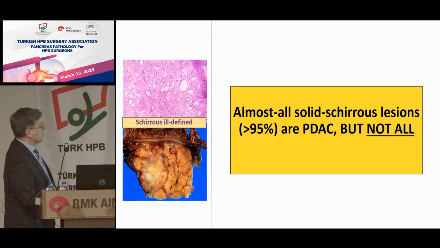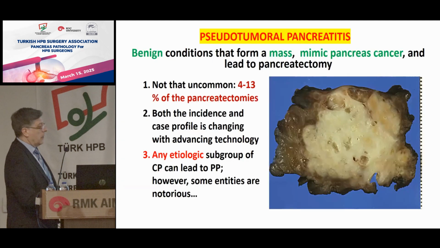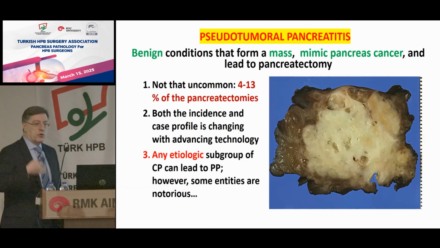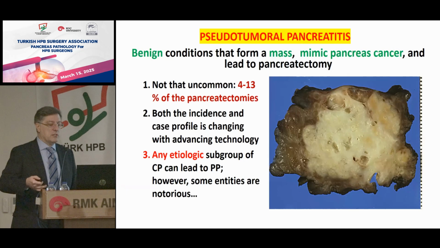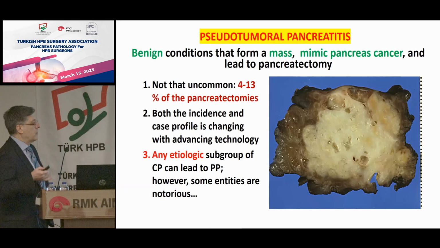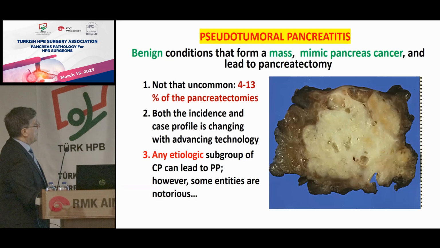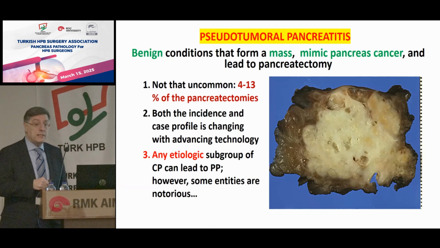We mentioned that the vast majority of solid lesions with this scar-like configuration will prove to be pancreatic ductal adenocarcinomas. But it's important to keep in mind that not all of them are. What I call pseudotumoral pancreatitis, meaning benign chronic pancreatitis or benign conditions that can closely mimic adenocarcinoma through mass formation or an ill-defined lesion, occurs and accounts for about 4 to 13% of pancreatitis in any institution you go.